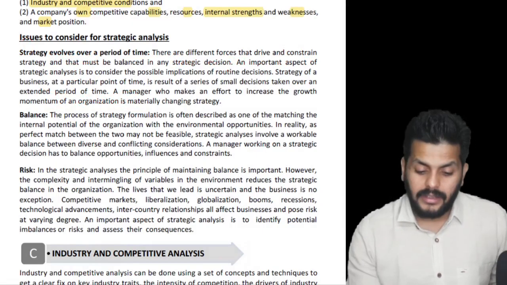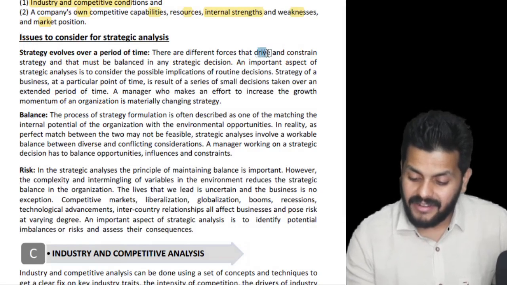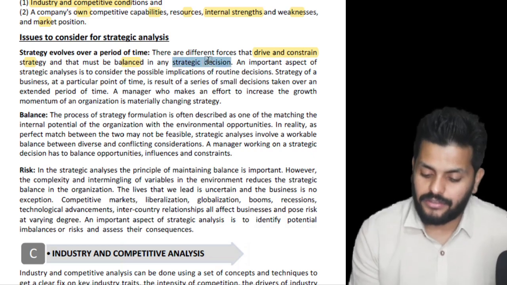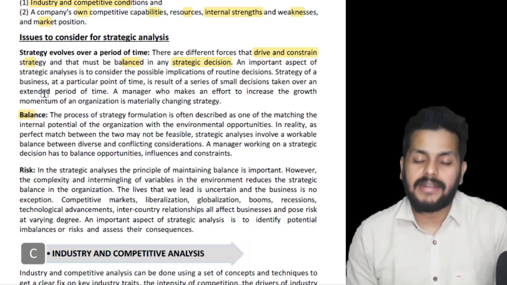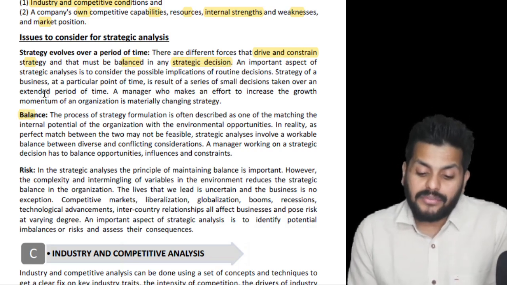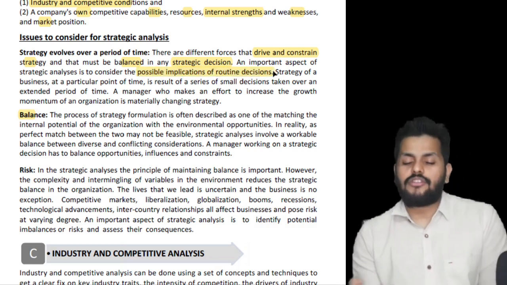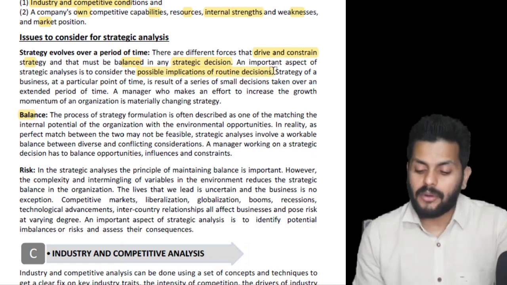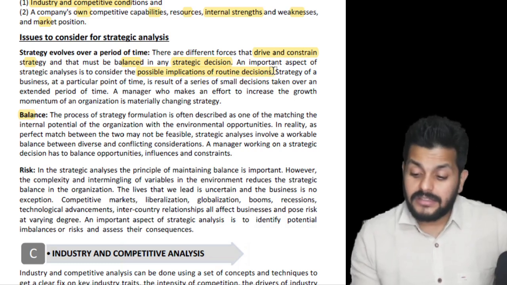Then moving further, there are different forces, not one or two, but different forces that drive and constrain a strategy, and that must be balanced in any strategic decision. Between what should you strike a balance? Don't worry, the second point is there, I'll tell you. An important aspect of strategic analysis is to consider the possible implication of routine decisions. It might be a routine decision only, but if you take that, what will happen is a very important question to ask. And what is the most important line here?